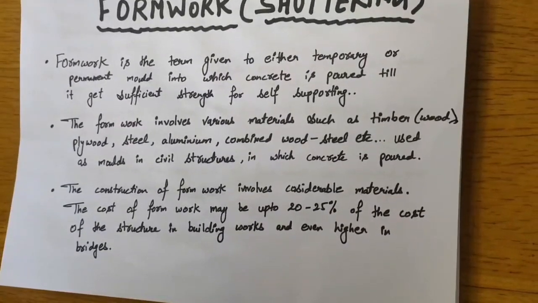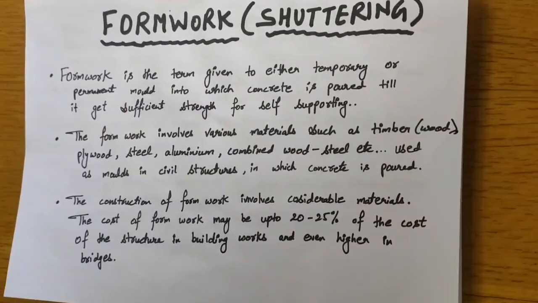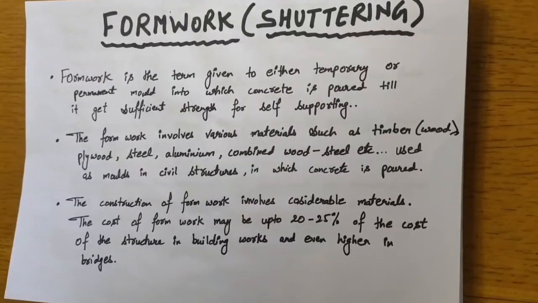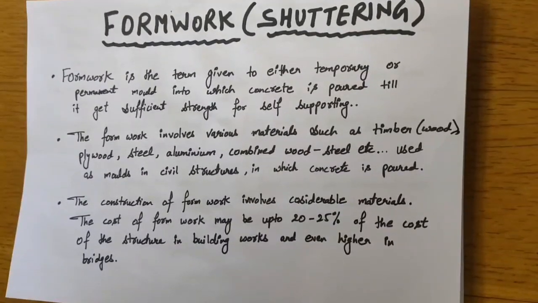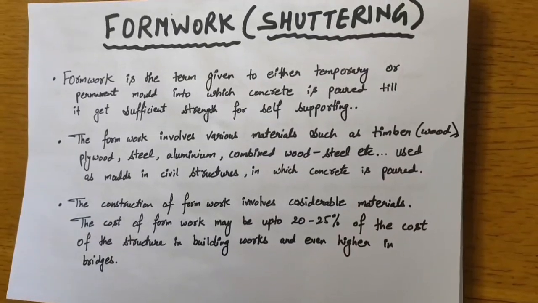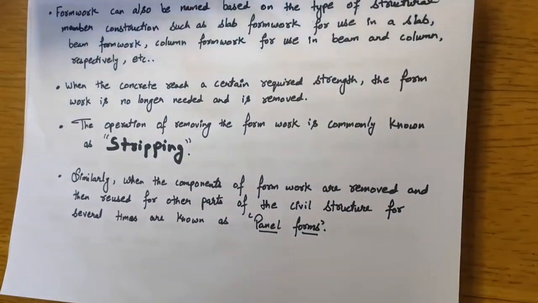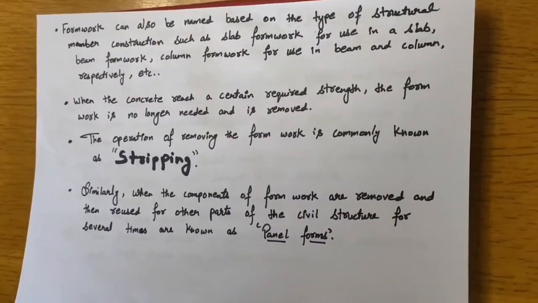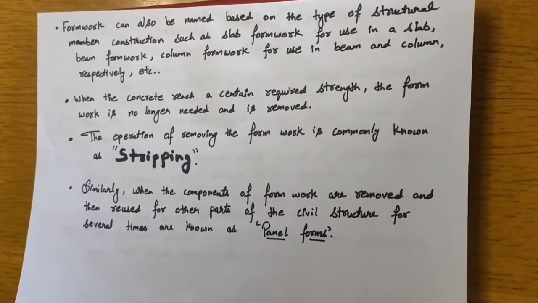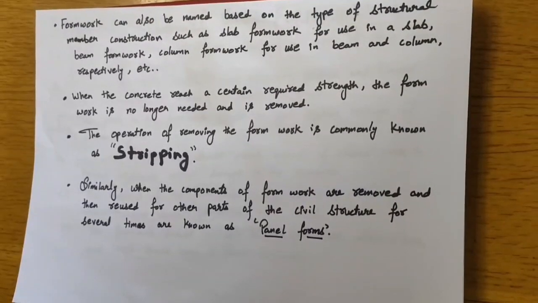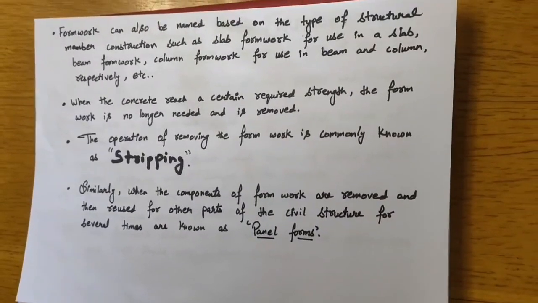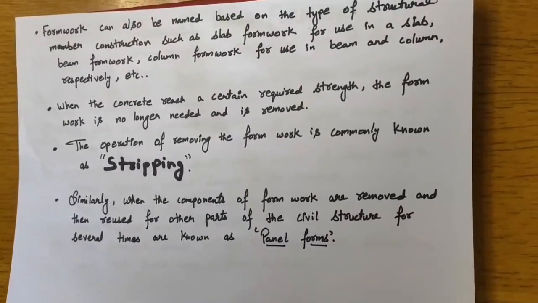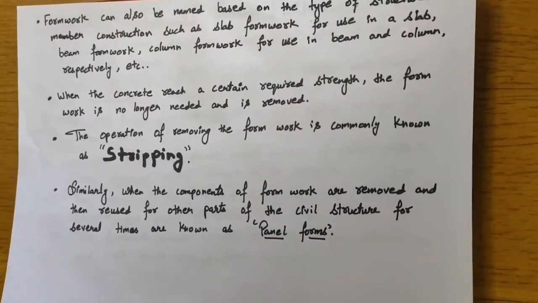So when we estimate the total cost of constructing a building, the cost of formwork is around 20 to 25% of the total cost, and it goes higher in case of heavy structures like bridges. Formwork can also be named based on the type of structural member being constructed. If we are fixing up the formwork for a slab, it is known as slab formwork. If we are using it for beams or columns, it is known as beam formwork or column formwork, etc.